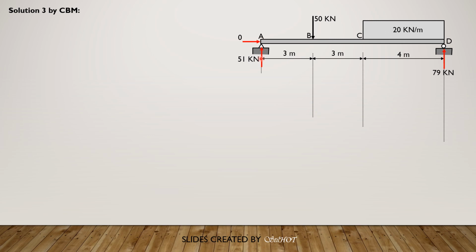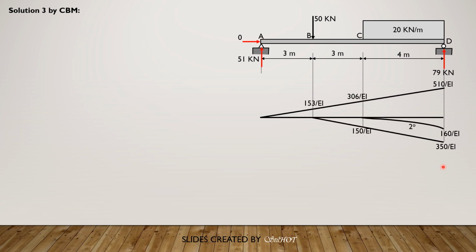Okay, let's proceed to solution number 3 by conjugate beam method. So we already drew the moment diagram by parts with moment center at D from area moment theorems, and then let's use that moment area by parts. Then since this is simply supported, the equivalent conjugate beam will be the same. So pin at A, then roller at D. So we treat this as the loading by principle.